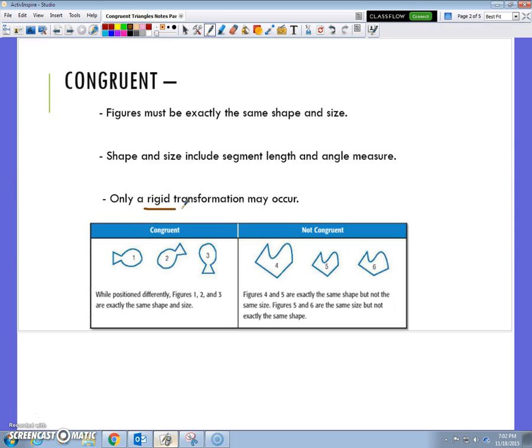Must be rigid. Okay, so you can see the difference here between congruent and not congruent. This is the exact same shape in all three figures, same exact size, same exact everything. However, you can see that number 4 is much bigger than 5, and 5 and 6 look exactly the same, but the problem is that number 4 is not the right one. It's not the same size and shape. So it's got to be exactly the same. It can be twisted, rotated, reflected, but it must be exactly the same to be congruent.